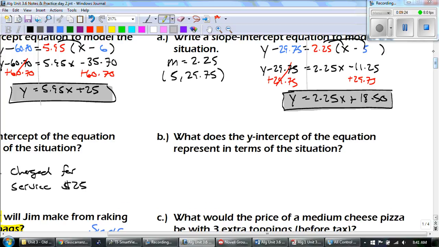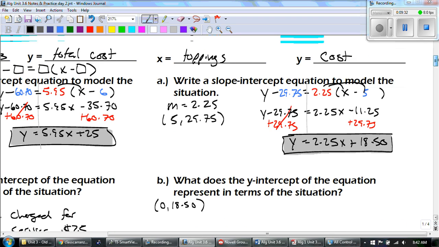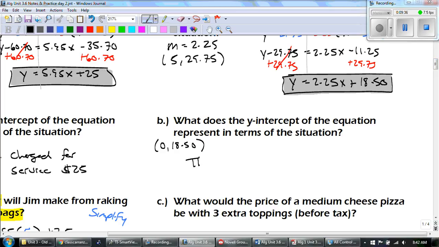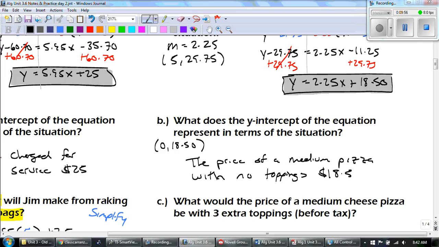So what does the y-intercept of the equation represent? Well, that y-intercept is (0, 18.50). What that is, is the price of a medium pizza with no toppings. Okay, it's just the cheese. And that'll be $18.50. Well worth it from Giordano's.